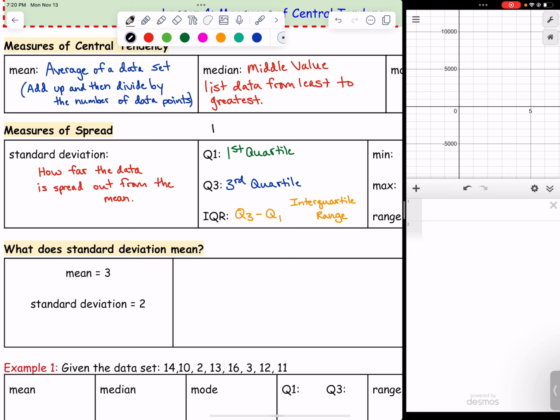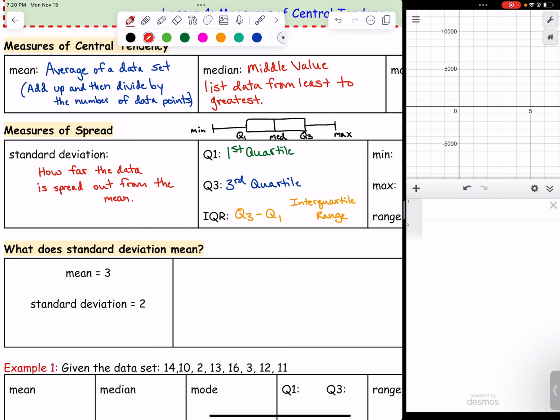And so you have a little minimum value over here, and then you have a whisker, and then you have a box. And in the box, you have your median in the middle. And on the edge of the box, you have quartile 1. And on the end of the box, you have quartile 3. And then you have another whisker. And then you have your maximum value.